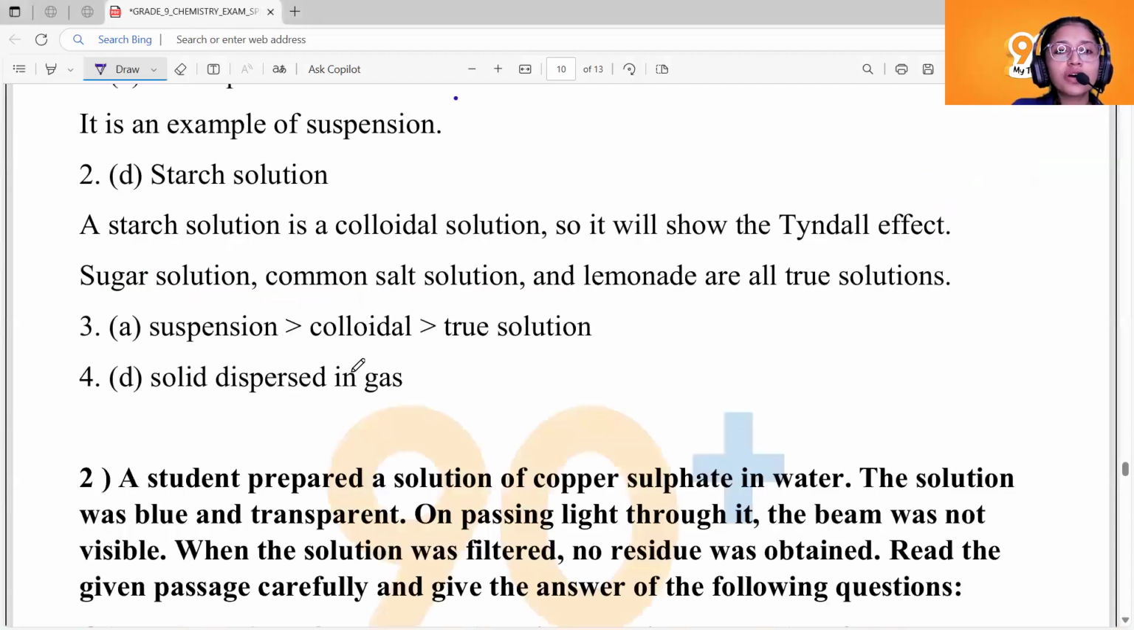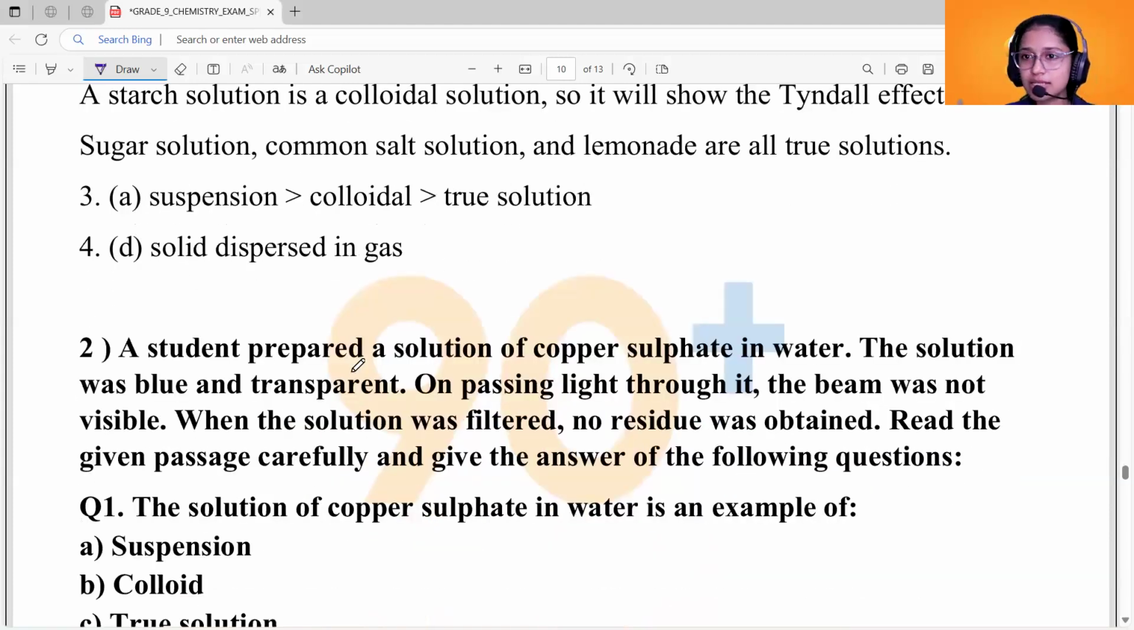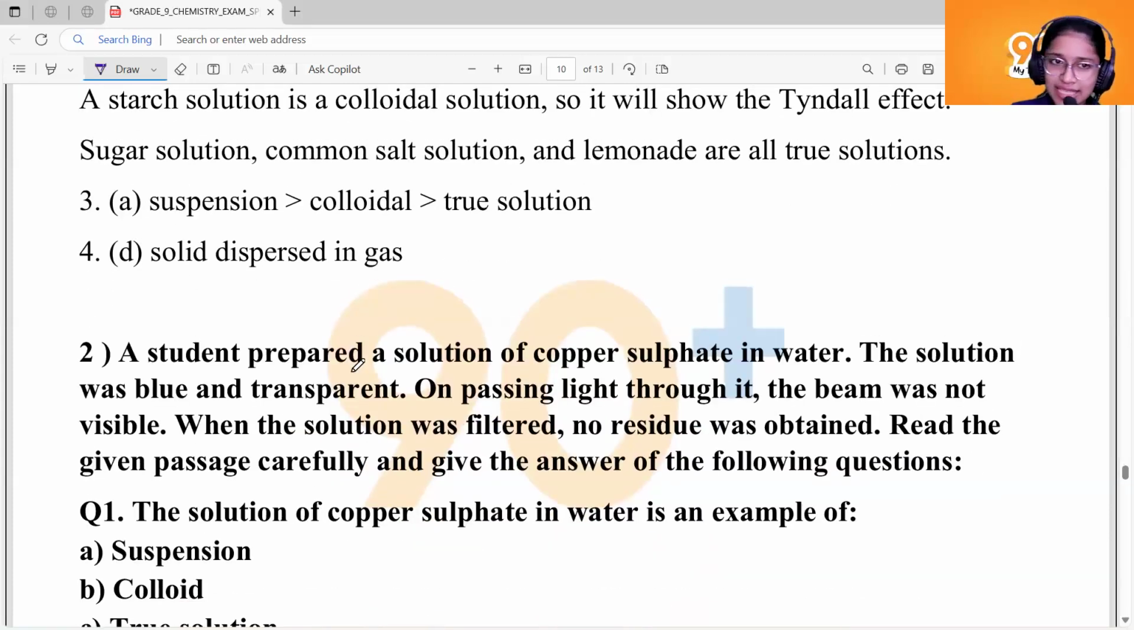The order of size of particles in suspension, colloid, and true solution, like we said, suspension has got the largest particles, followed by colloid, and then true solution. Option 4, what was the question for? Automobile exhaust is a type of what type of colloid? So it is a solid dispersed in a gas. So all the answers that we discussed were correct.